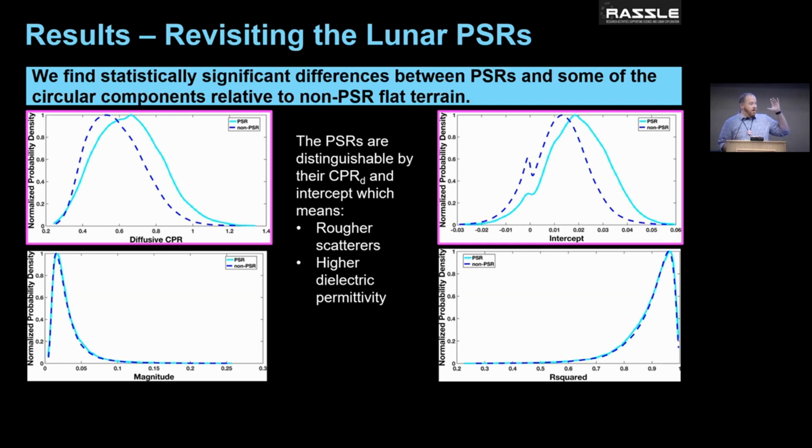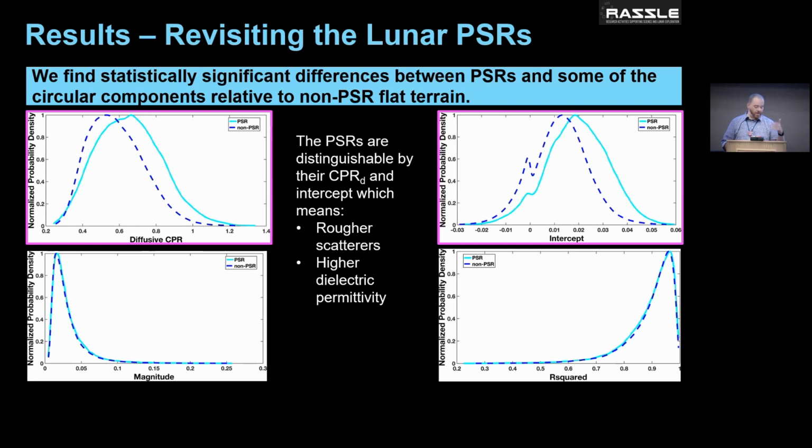The PSRs have much higher diffusive CPR than non-PSR terrain, and they also have a higher intercept value. Their magnitude and R-squareds are about the same, but those two values are different. And so that lets us know that the PSRs can be considered likely having rougher scatterers or weirdly shaped scatterers, and likely having a higher dielectric permittivity.